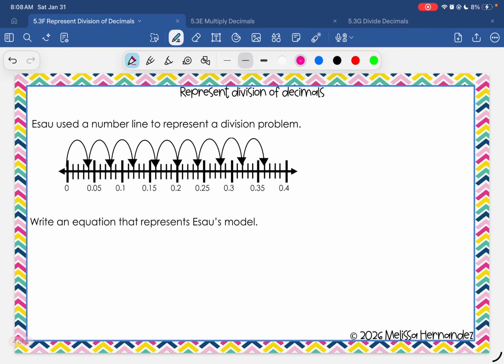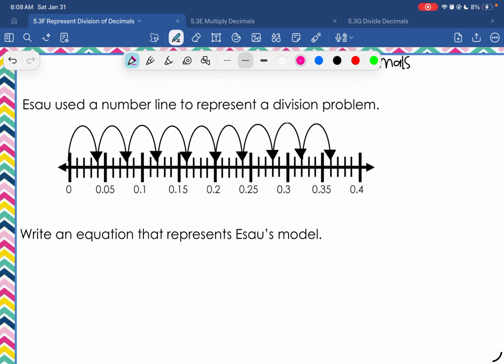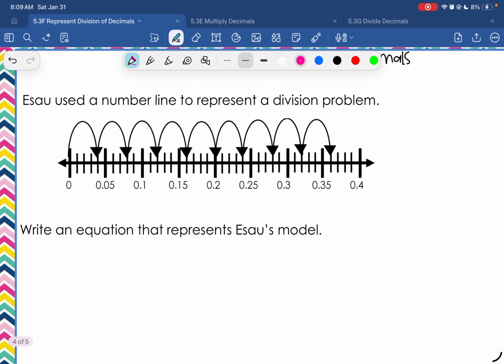Esau used a number line to represent a division problem. Write an equation that represents his model. So the first thing I want you to look at is the number line. And I'm going to present it in a way that I really feel makes more sense to kids. So in the first one, it's 500ths. And for some reason, kids need to see the same amount of numbers, and I understand. So here you have 500ths, and here you have 1/10.